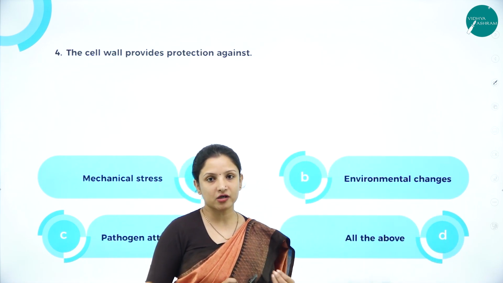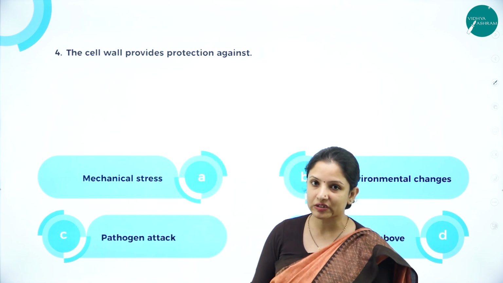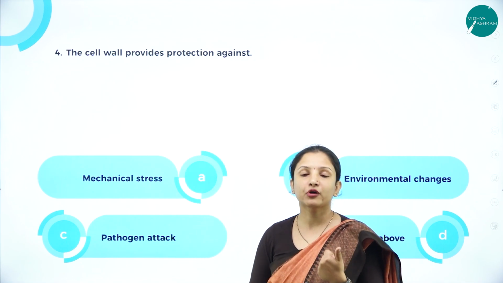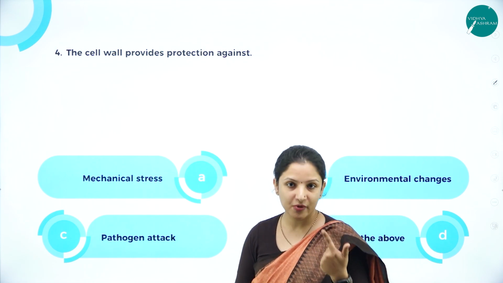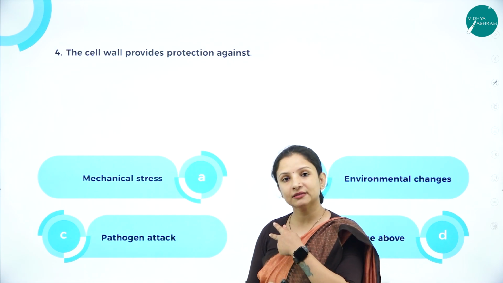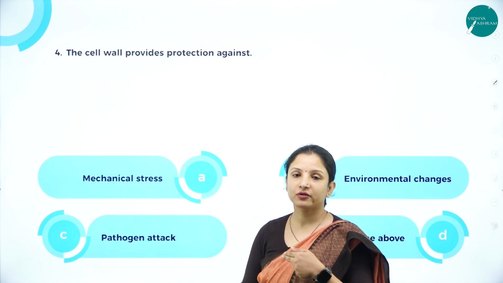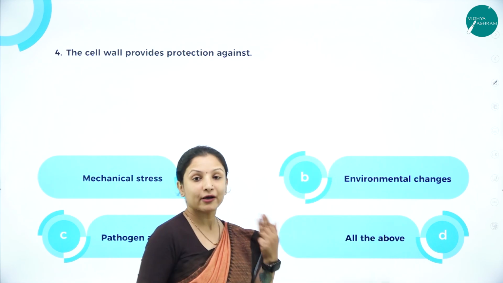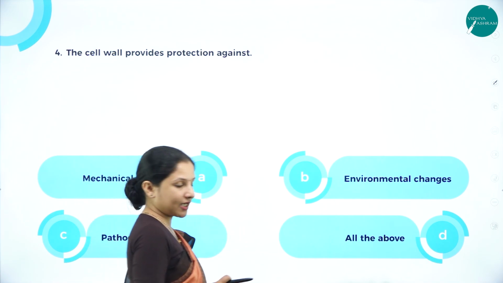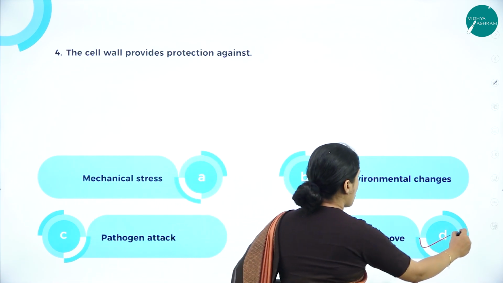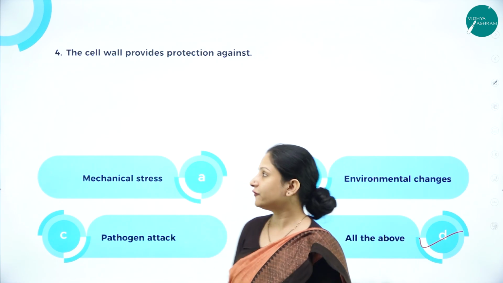We had studied the function of the cell wall, right? What was the function of the cell wall? The cell wall, because it is rigid, gives mechanical strength. It gives a proper shape to the cell. It prevents the pathogen from entering into the cell, and also it prevents macromolecules from entering into the cell. So therefore, all the options are correct here. Option D, all the above, is the right answer for this.